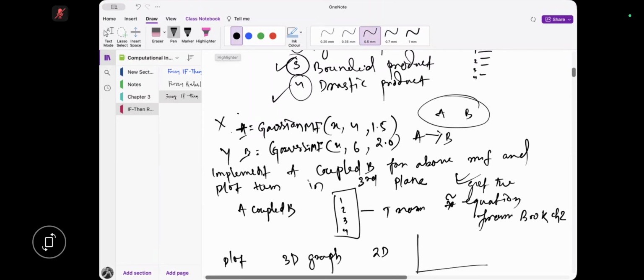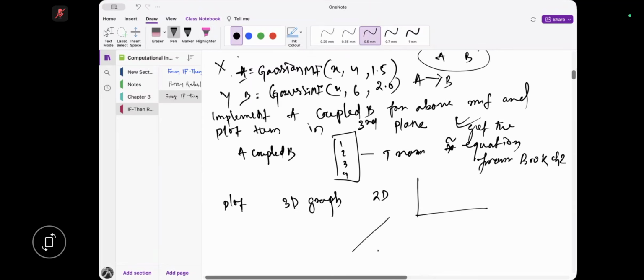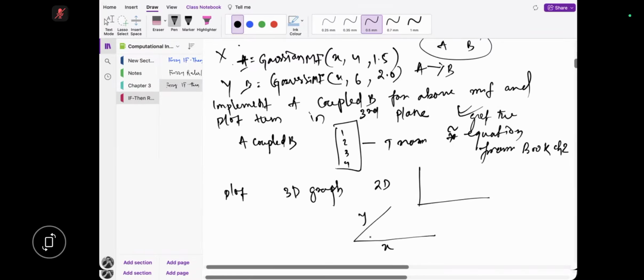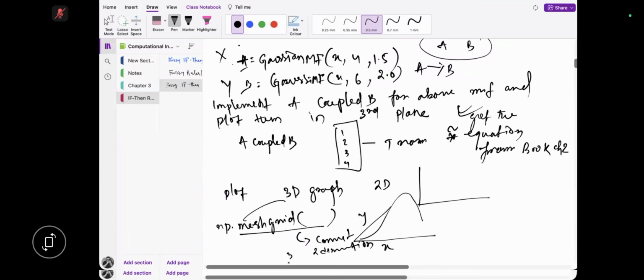So what do we have to do? We have to plot a graph like this is x, this is y, then the membership. So this will be 3 dimensions. For plotting 3 dimensions, what we need? np.meshgrid. What does the meshgrid function do? It converts 2 dimensions to 3 dimensions, or you can say n dimension to n plus 1 dimension, for mapping purposes.